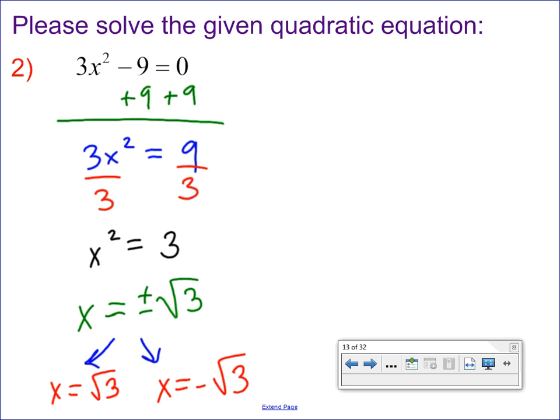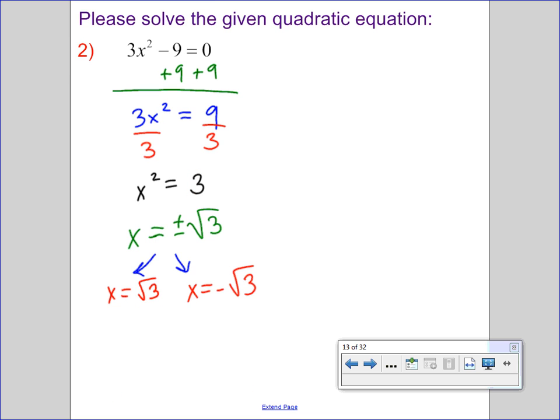Does anyone have their calculator handy? Nick, would you go ahead and do root 3 and see what we get about as a decimal? 1.73. So then negative root 3 would be about negative 1.73.